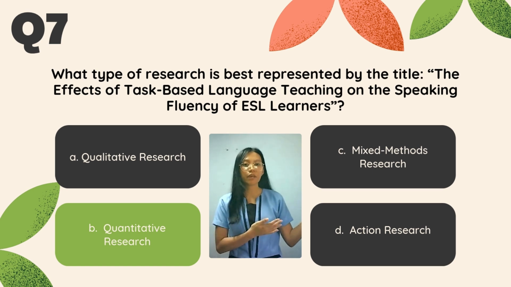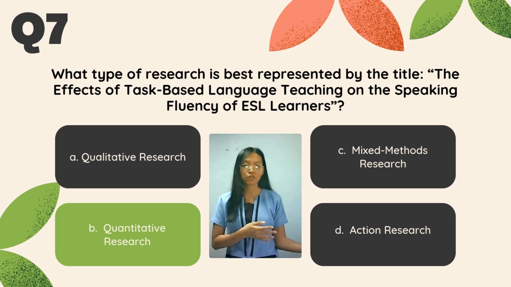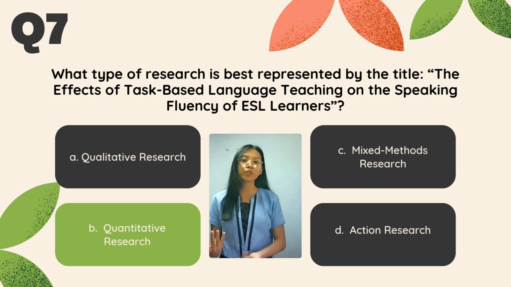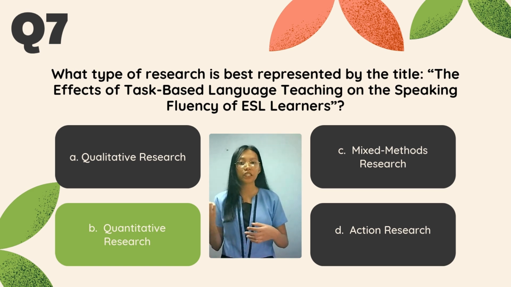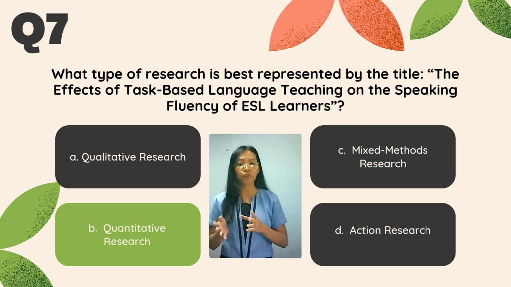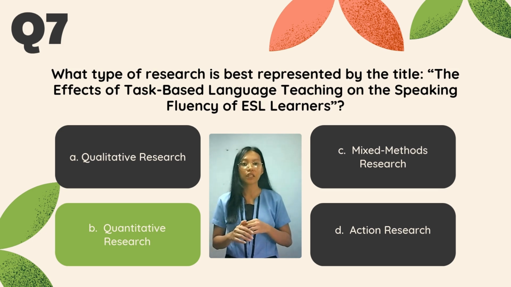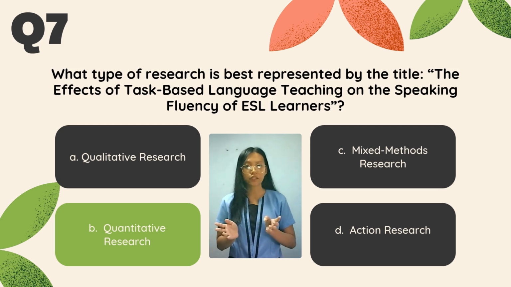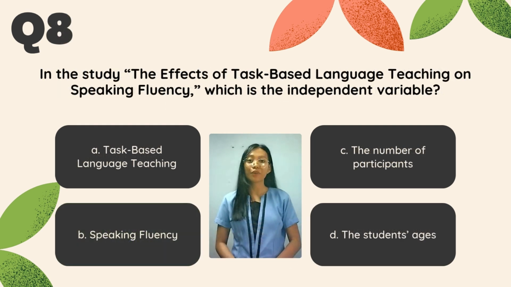Next is the mixed method, is wrong also because this title does not indicate the use of both qualitative and quantitative methods. And lastly, action research is wrong because, of course, in order to have an action research, it usually involves a teacher practitioner working to improve their own practice. So this title does not reflect the objective or the reflective process of an action research. Next is question number 8.